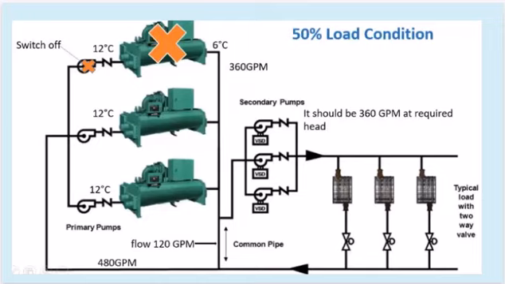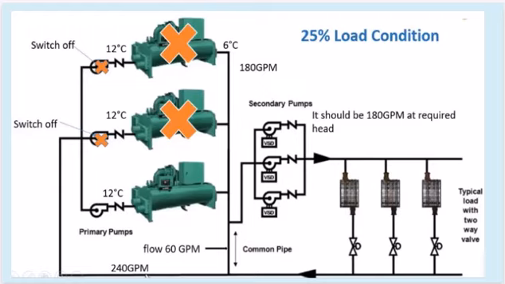This image depicts the configuration and operating conditions of a 50% load scenario in a chilled water system. The primary pumps are operating at a constant flow rate of 360 GPM, while the secondary pumps are operating at a variable flow rate to meet the reduced cooling demands. The image provides the specific equipment details, such as the chiller tonnage and temperature differentials, as well as the required flow rate at the secondary side, which should be 360 GPM at the required head. The system also shows a switch-off notation, indicating that under this 50% load condition, one of the primary pumps can be turned off to save energy.